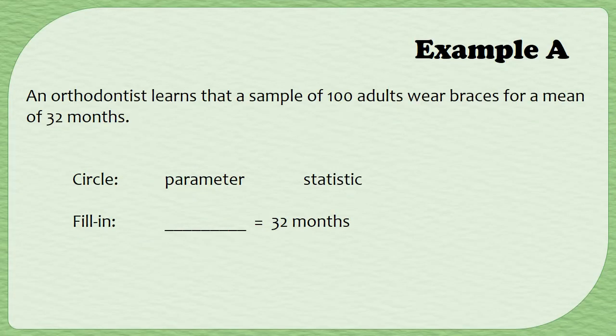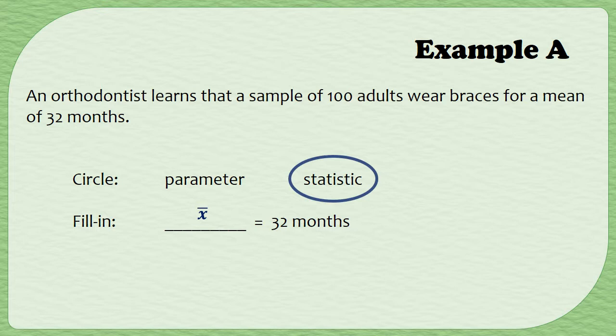In the first example, an orthodontist learns that a sample of 100 adults wear braces for a mean of 32 months. To figure out whether this is a parameter or a statistic, we need to ask, are we looking at a population or a sample? Since it says there's a sample of 100 adults, this is a sample, so that means we're going with statistic. Because this is a statistic, we have a sample mean of 32 months. Because it's a sample mean, we're going to use the x with a line over it. So we're going to use x bar to represent the 32 months.